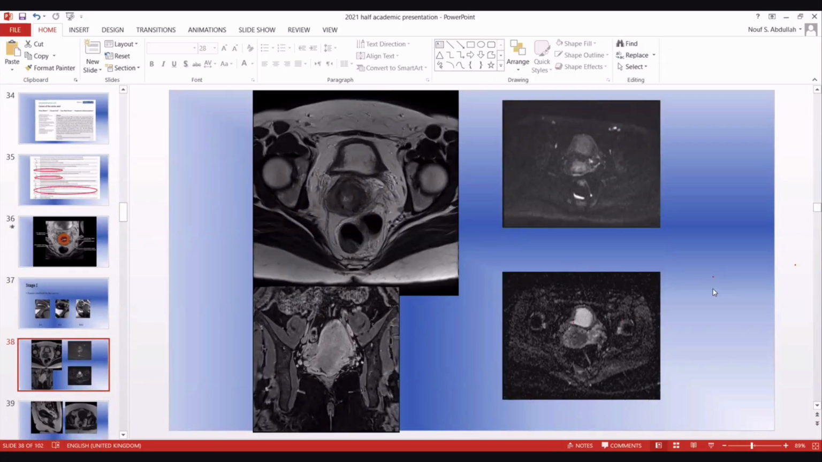So this is just another case. If you're looking here, this is a cross-sectional image of the cervix. Again, I told you before, you have to look at your junctional zone and normal zonal anatomy.